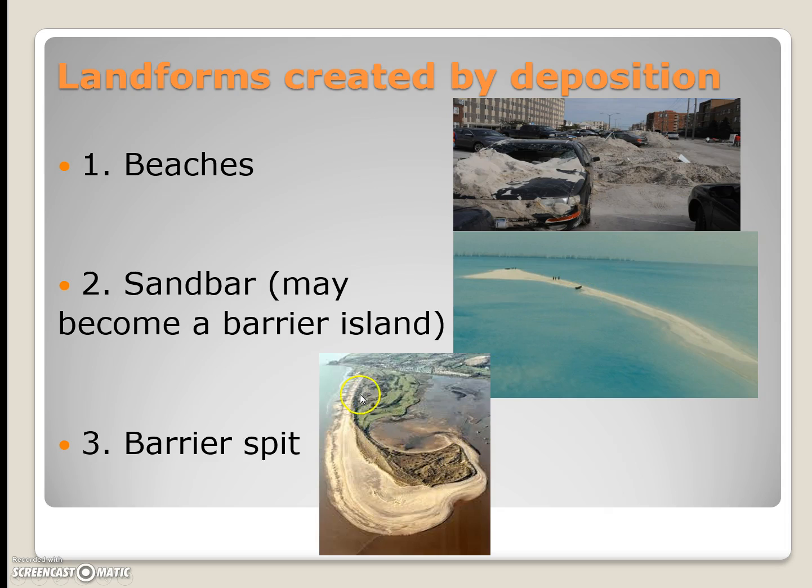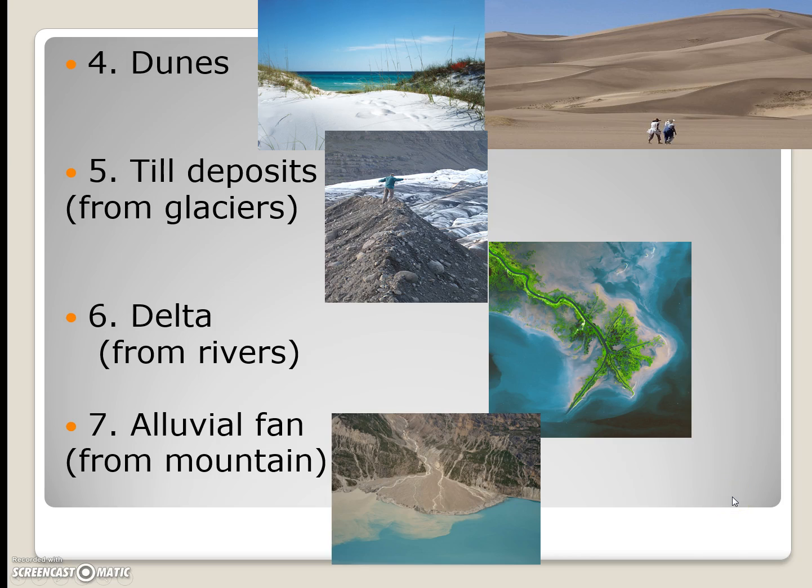And also a barrier spit right here, which is just all these sediments building up and creating hopefully a new landform. Dunes can also be created by deposits, which is all this sediment kind of building up. Deltas from rivers, so this would be the river right here, and it breaks off, and because of that breaking off of the river, it's going to carry those sediments down, and it's going to create all this new landform right here, places where you can walk, whereas in the past, it wasn't like that.